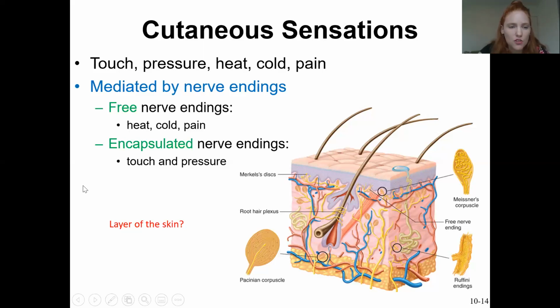Okay, so let's answer this question right here. We're going to look at several different types of receptors, and all of these touch and pressure receptors and thermoreceptors are all located in which layer? What is the name of this middle layer of the skin? So epidermis on top, the middle is the dermis, and the bottom would be the hypodermis. So all of these receptors are going to be found in the dermis, the middle layer of the skin.